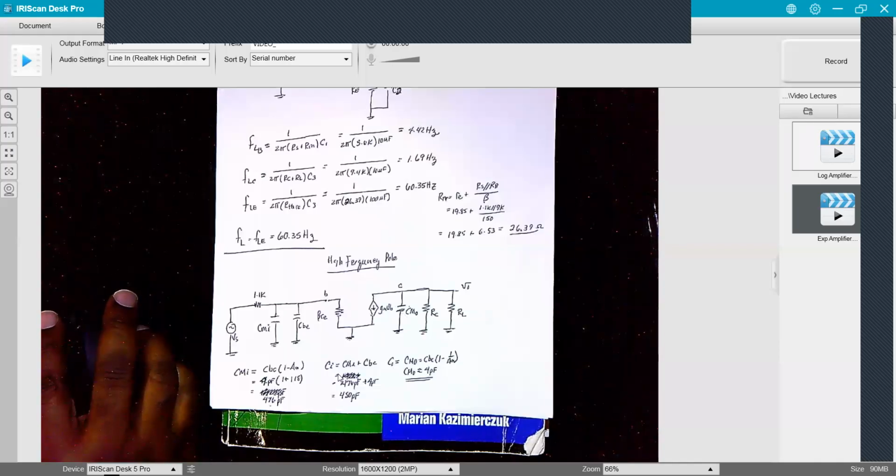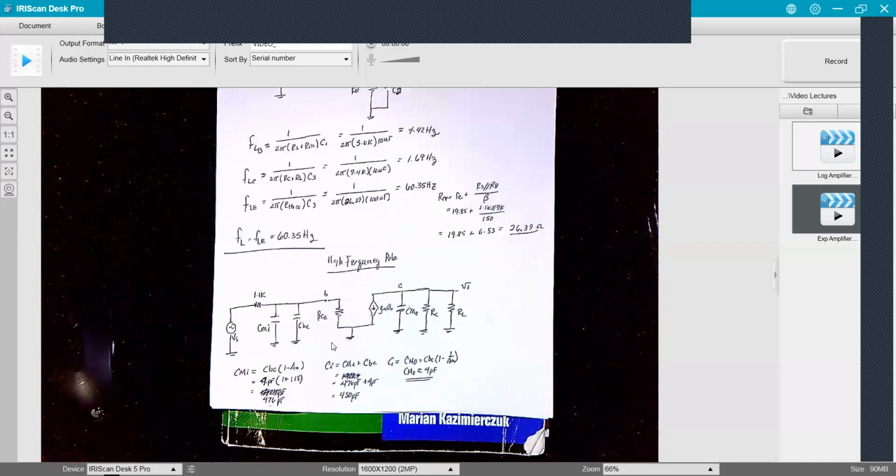So having my capacitances, now I need to find the equivalent impedances seen by them. Next page.